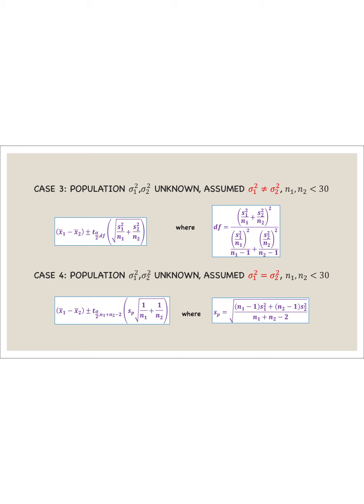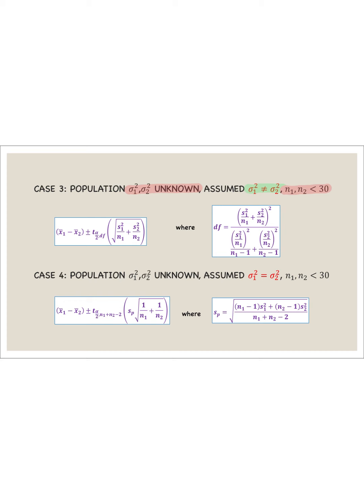Now let's look at when the population variance or population standard deviation are unknown. I will highlight the word unknown. The variance or standard deviation are unknown, and we assume they are not equal. And the other condition is that the sample sizes are both less than 30. Less than 30, we consider the sample size small.